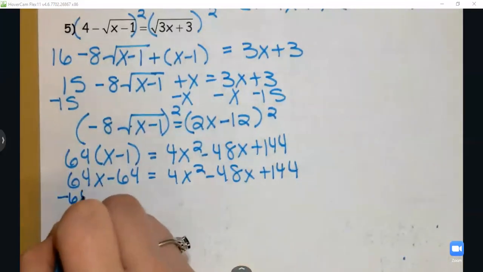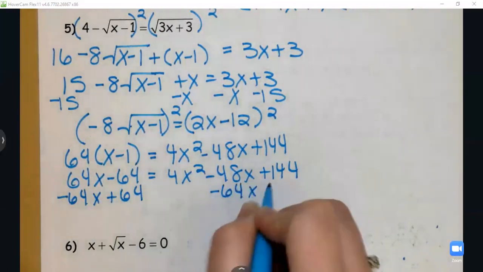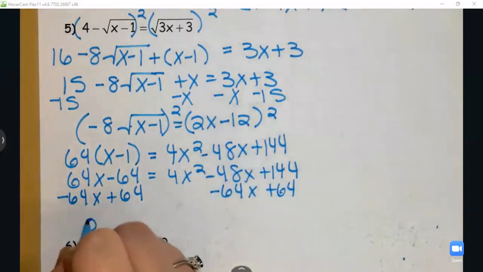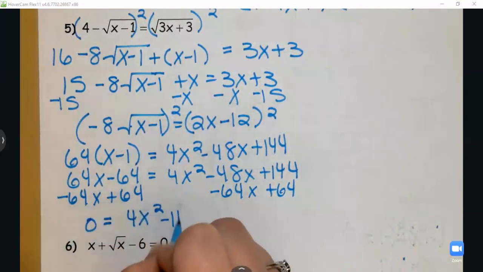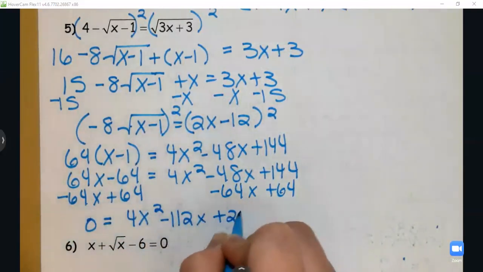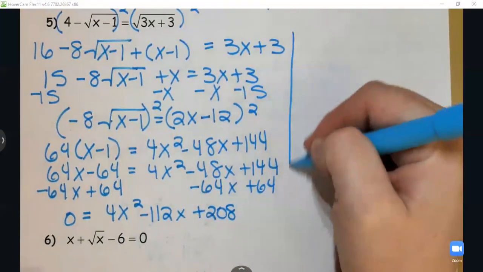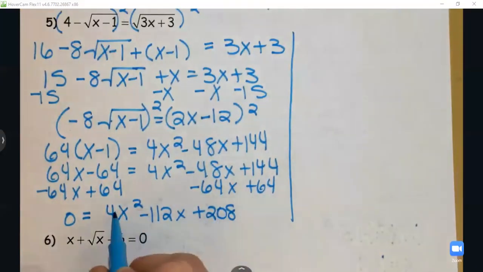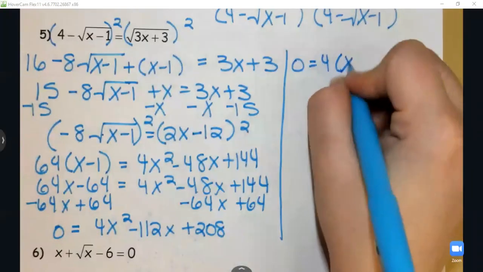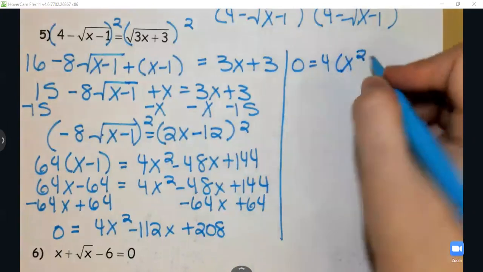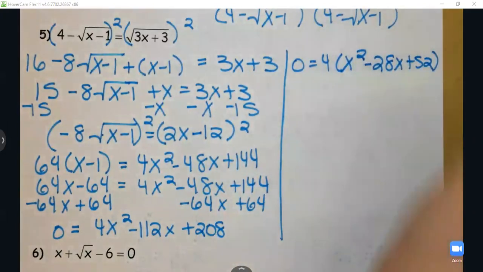Let's move everything to the right-hand side. Combine like terms, and we get that 0 is equal to 4x squared minus 112x plus 208. So to make life easier, we can factor out a common factor of 4. So that leaves us with x squared minus 28x plus 52.